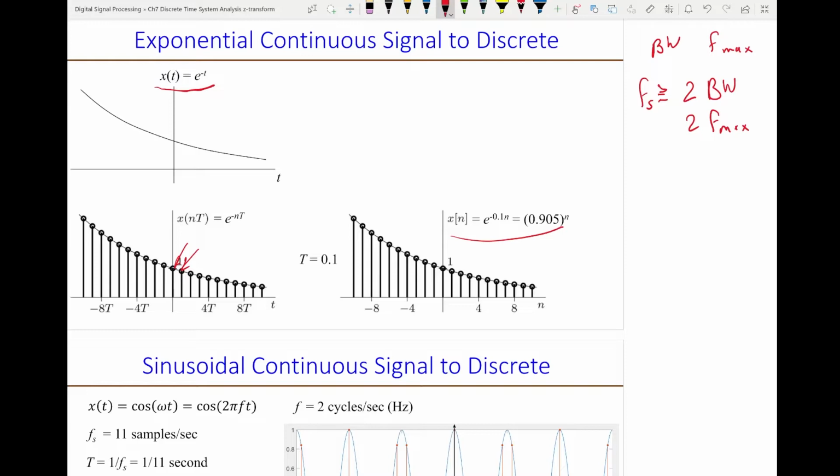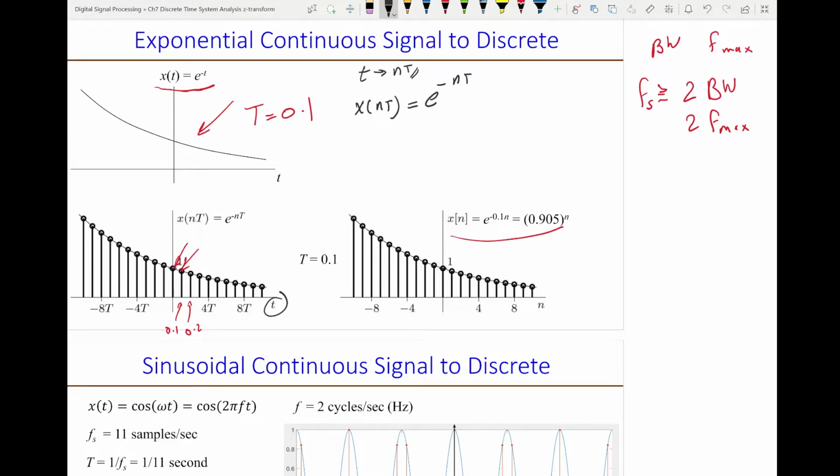Okay, so let's assume we decide to sample this continuous signal with a sampling interval 0.1, which is every 0.1 second I take a sample. So this is 0.1, this is 0.2, and so forth. So now since the time is discrete, since I'm taking a sample every 0.1 second, x of nT, where capital T is the sampling interval, is e to the minus nT. So basically I change t to nT, where capital T is the sampling interval.